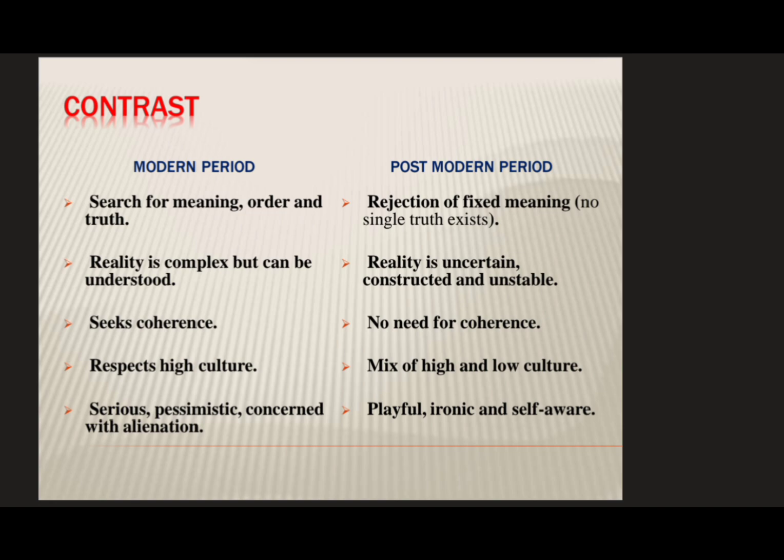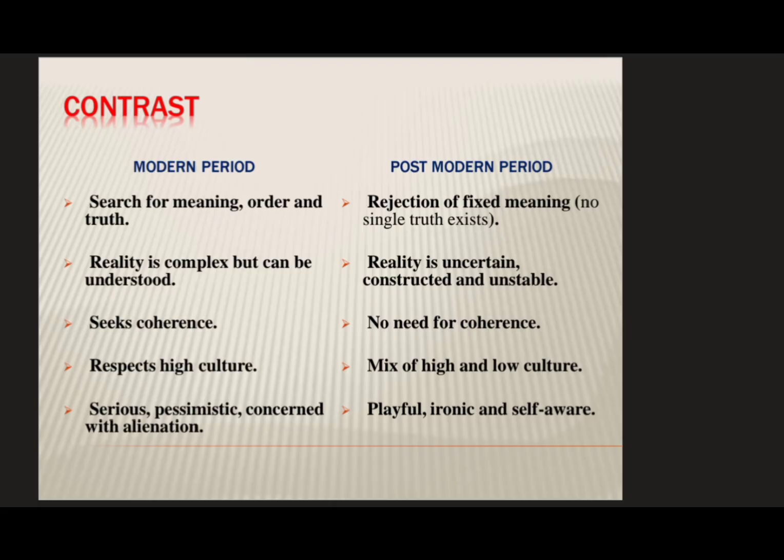The second contrast is about reality. The perspective of reality changed from the modern period to the postmodern period. In the modern period, reality was seen as complex, but it could be understood. But in the postmodern period, reality is seen as uncertain, constructed, and unstable. Next, the modern period seeks coherence, whereas the postmodern period does not need any coherence. Coherence is the quality of being logical and consistent. So the modern period wanted to be logical, but the postmodern period did not.